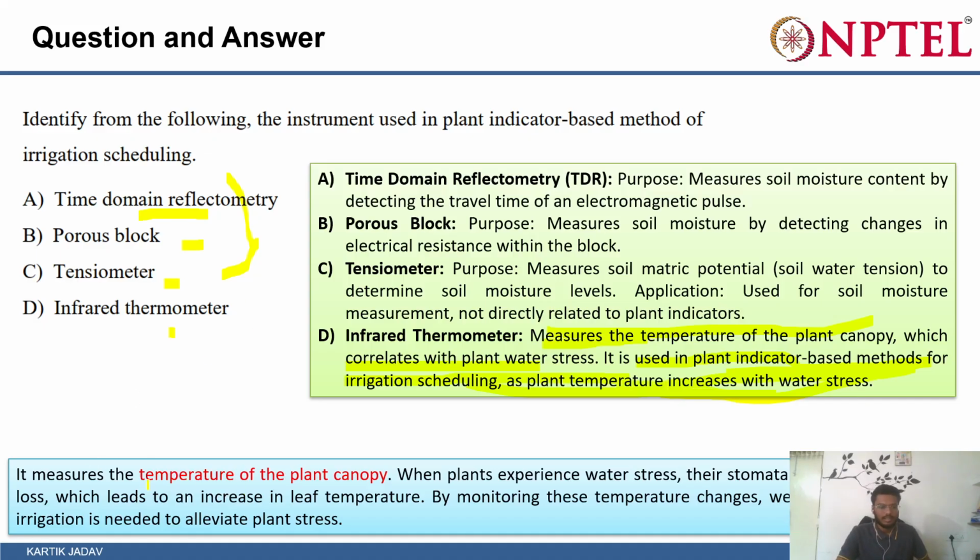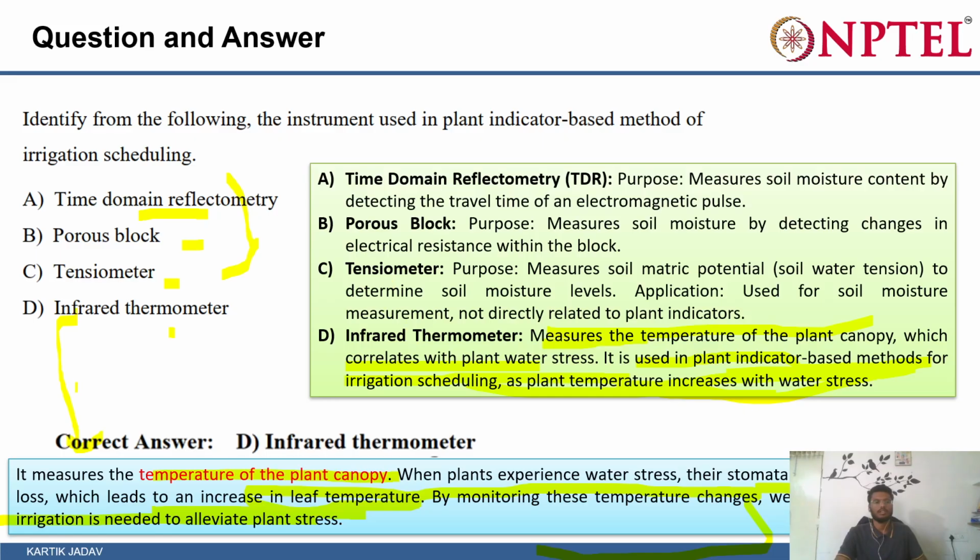As I discussed, the infrared thermometer measures the temperature of the plant canopy, and when plants experience water stress, the stomata close to reduce water loss, which leads to an increase in leaf temperature. By monitoring these leaf temperature changes, we can determine when irrigation is needed to alleviate the plant stress. The correct answer is option.